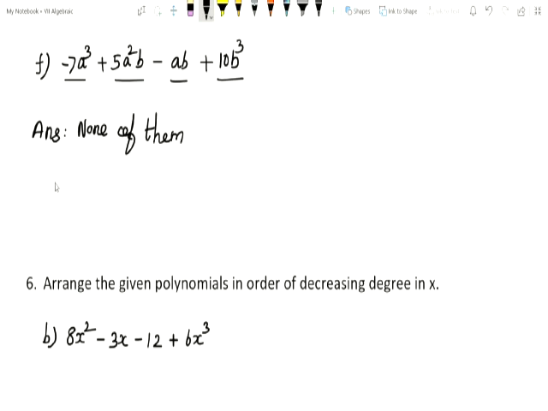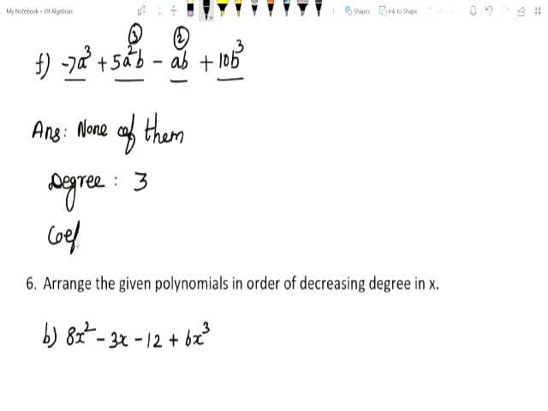And write the degree of the polynomial. See here, what is the degree? Here 2 plus 1, what will you get? 3. 1 plus 1, 2. Here 3. Okay. So in this 3, 3, 2, 3, which is the highest? 3 is the highest. So the degree of the polynomial is 3.